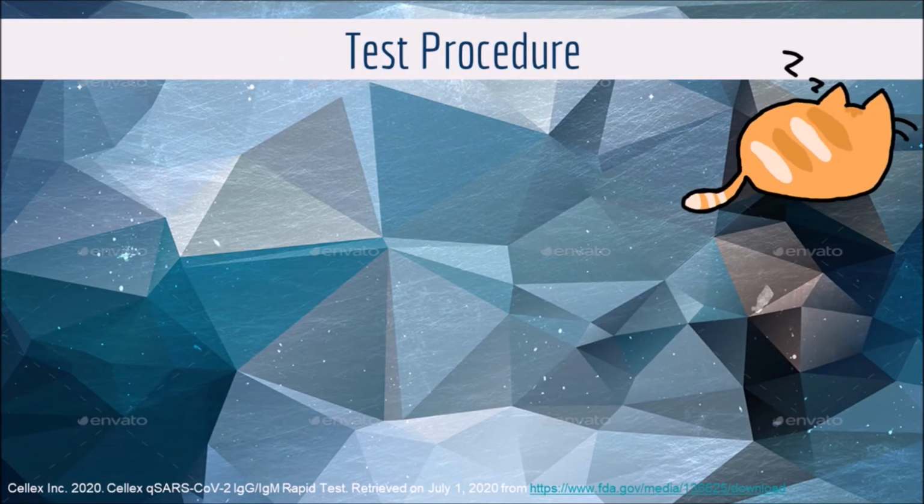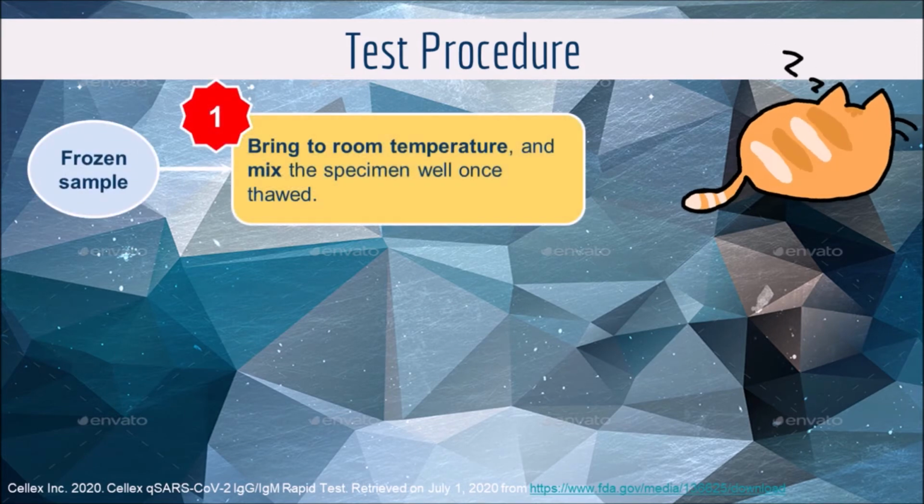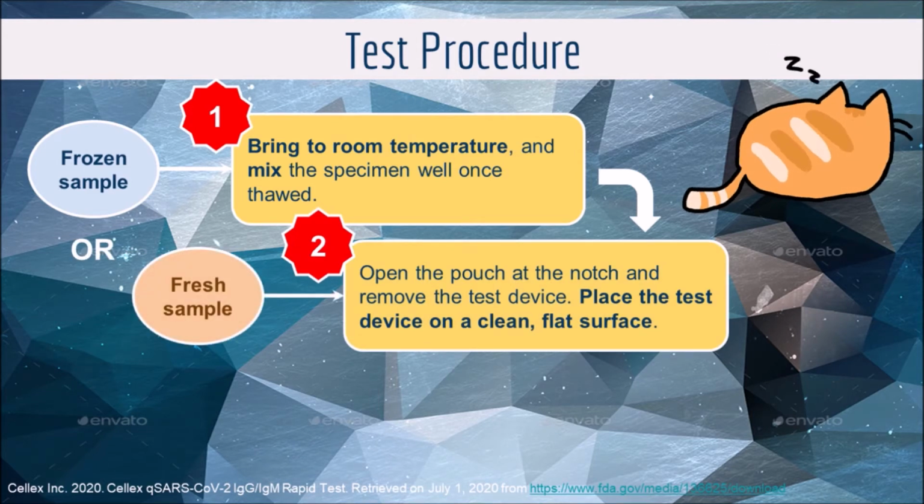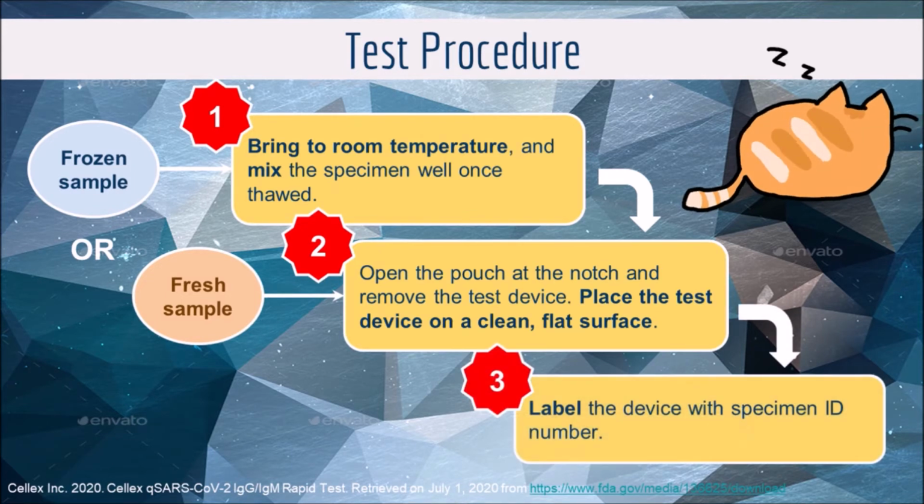And here is the test procedure. When we are using a frozen sample, we need to thaw it to the room temperature and then mix them well once thawed. But if we are using a fresh sample, we need to place the test device on a clean, flat surface without thawing it. And then we need to label the device with a specimen ID number.